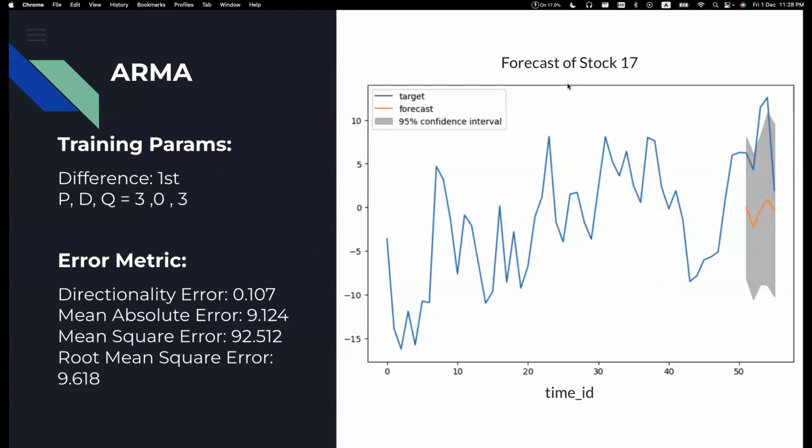Next slide, please. This is the forecast of stock 17 using the ARMA model. For the parameters P, D, and Q, we use 3, 0, and 3: 3 for autoregressive and 3 for moving average. Looking at the error metrics, this is a good model because our directionality error is 0.107 and our mean absolute error is 9.124.